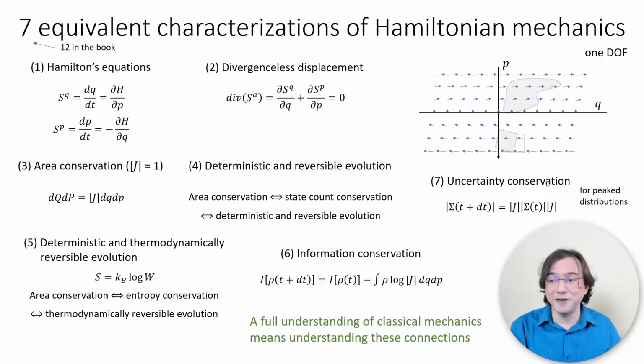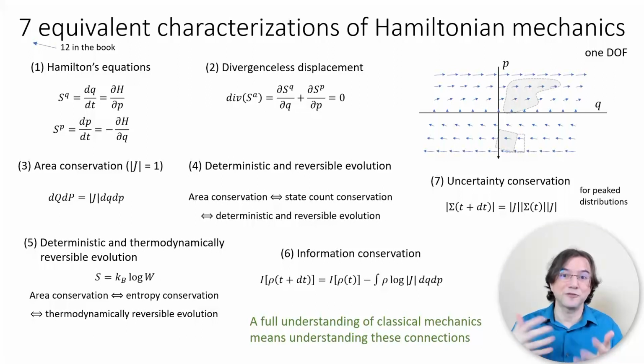You can give another characterization in terms of information theory. The information gets conserved throughout the evolution. The information here is the Shannon entropy, well, actually the Gibbs-Shannon entropy, because it's the one in phase space. And again, this is equivalent to requiring all the others.